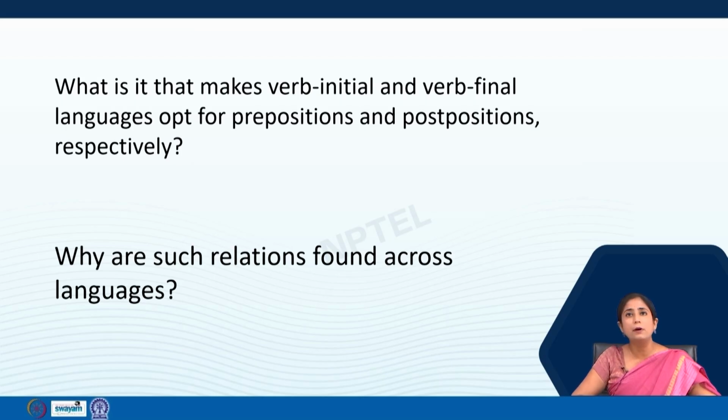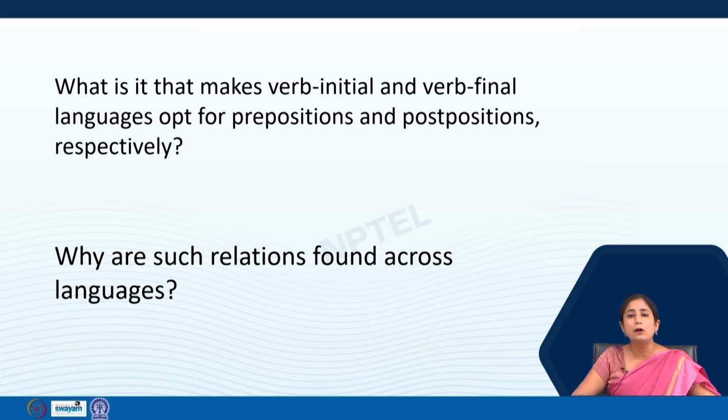This is not only about the relation between the position of the verb and the adposition, but also similar questions we find between different other components of a sentence or of a language. Why are such relations found across languages?